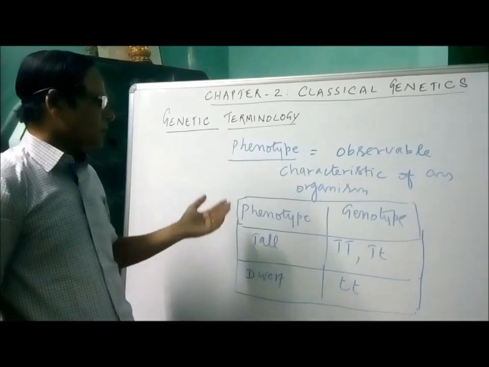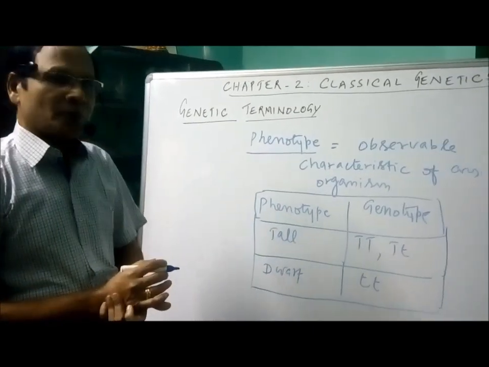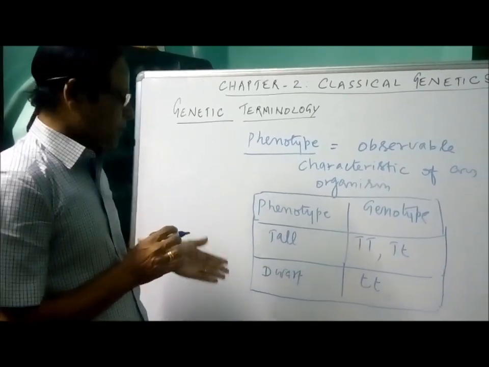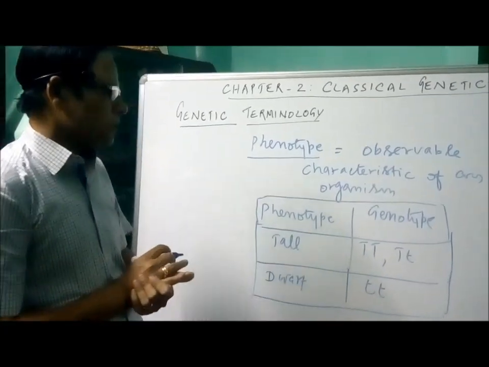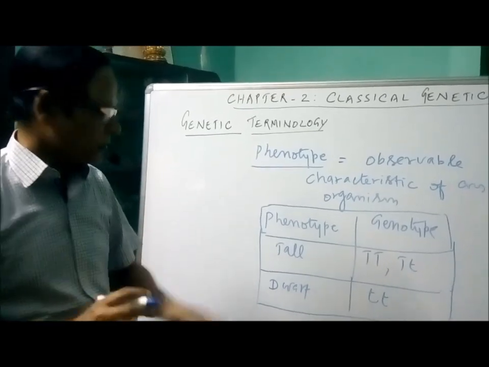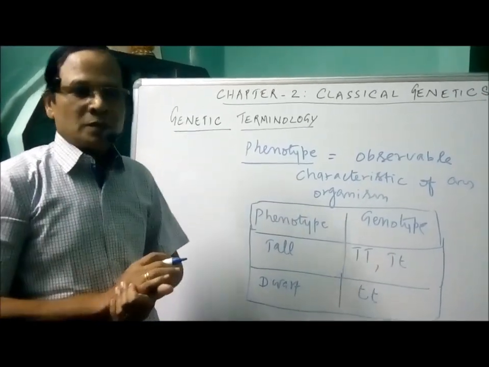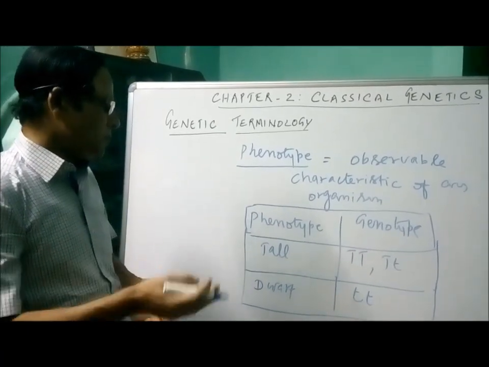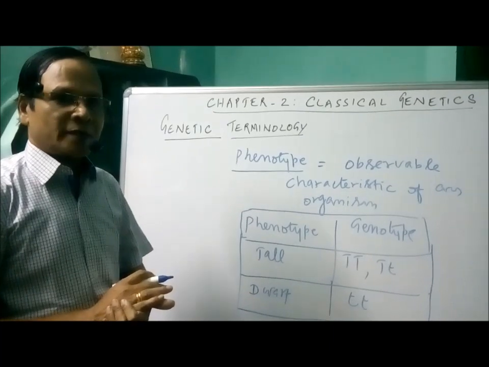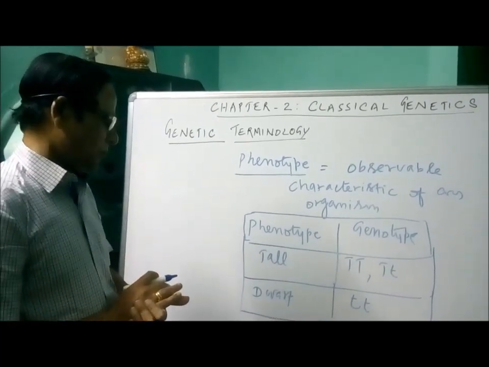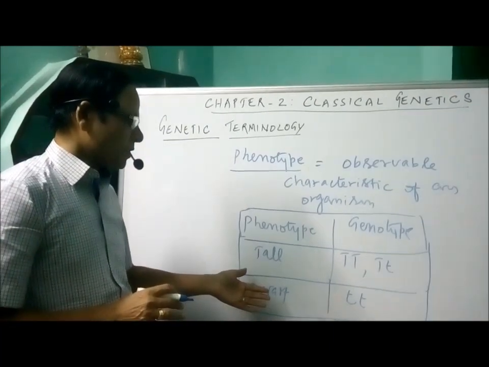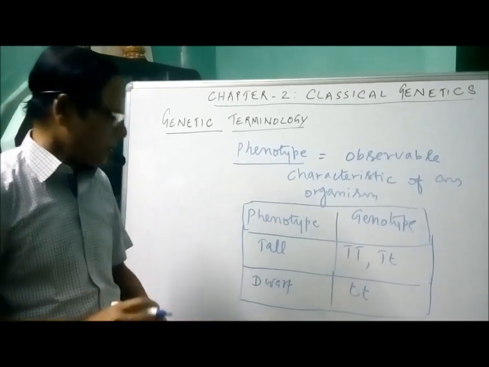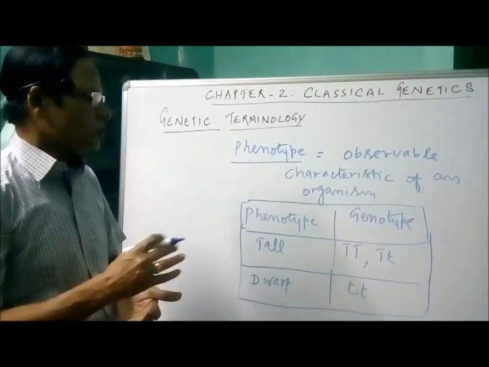So now the factor responsible for the expression of a dominant character is represented by capital T, and the alternative form is the recessive one, that is the alternative letter. So here you can find the gene responsible for the dominant character is called the dominant factor. The gene responsible for the recessive character is called the recessive factor. Here capital T is the dominant factor and small t is the recessive factor or gene.